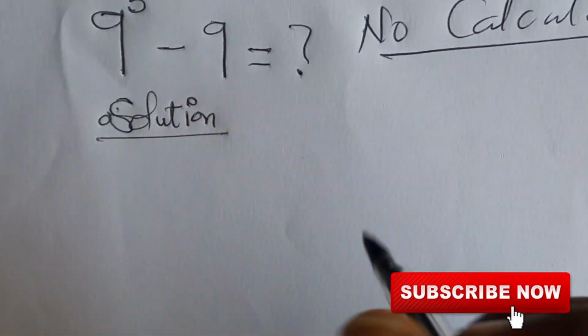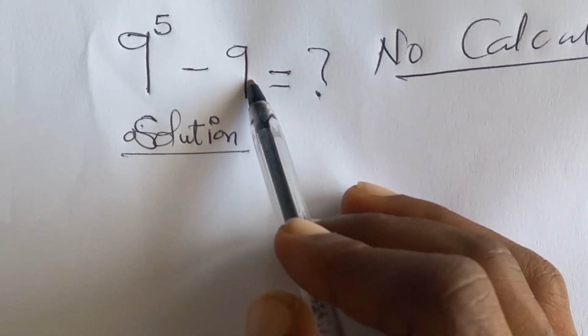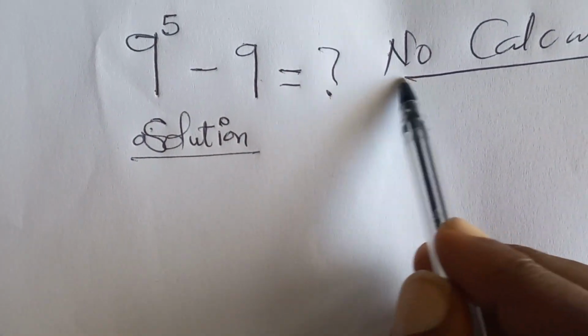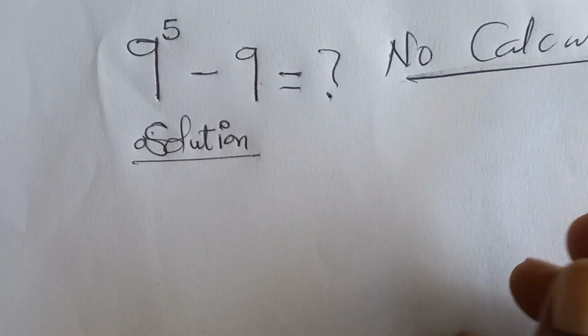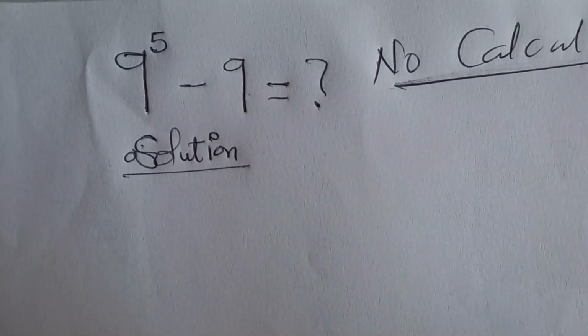So today we are having 9 exponent 5 minus 9, and we are to simplify this without using a calculator. This is the restriction. We are not going to use a calculator. So please, if you have another method, you can share it under the comment section. We'll be grateful for that.